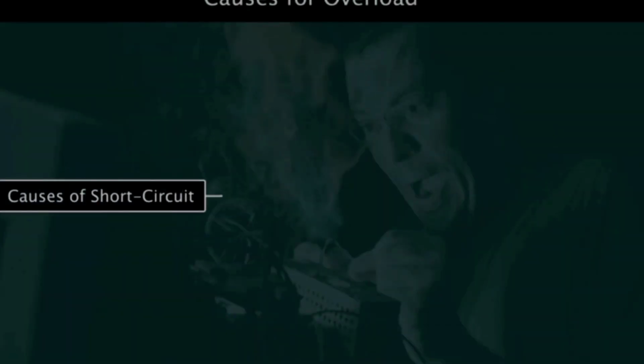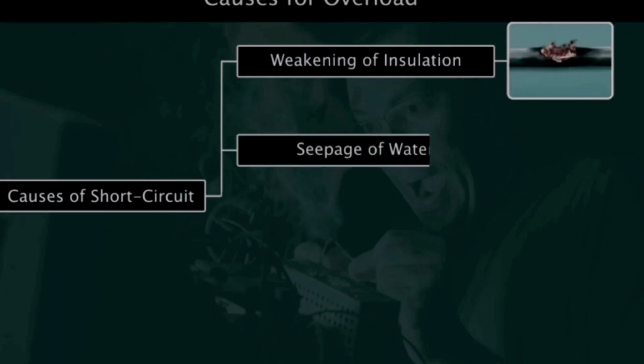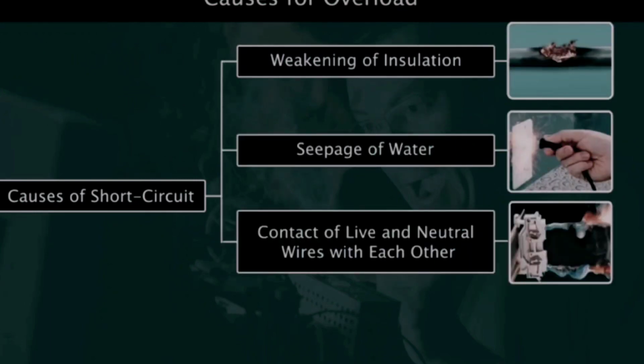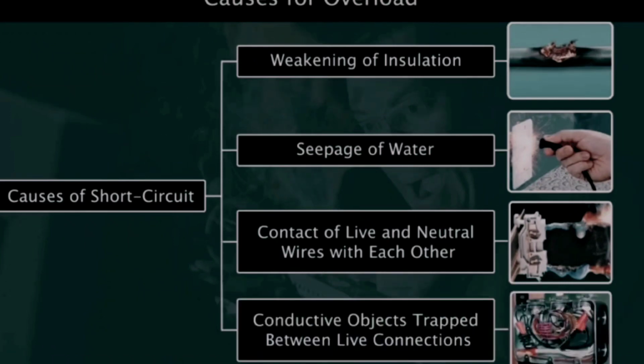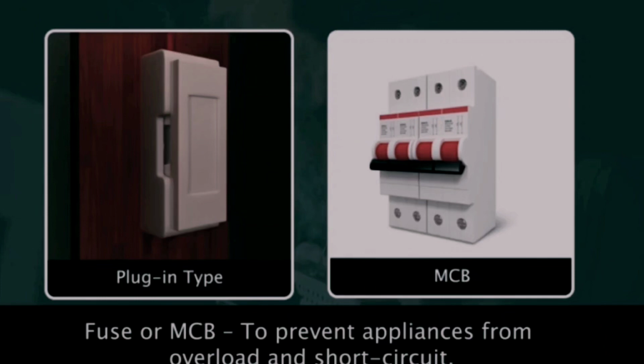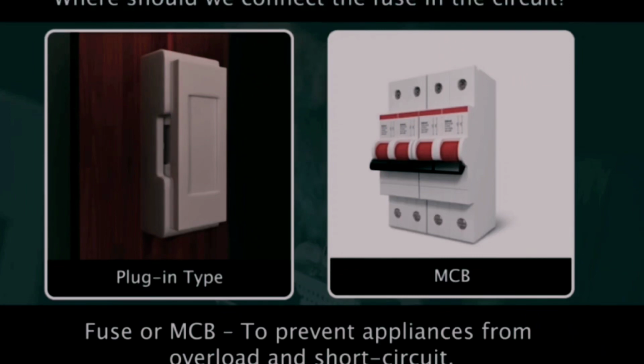The causes of short circuit are weakening of insulation, seepage of water, contact of live and neutral wires with each other, bolts or screwdrivers, for example, trapped between the live connections. We can prevent appliances from overload and short circuit by using fuses or circuit breakers suitably. Where should we connect a fuse in the circuit?